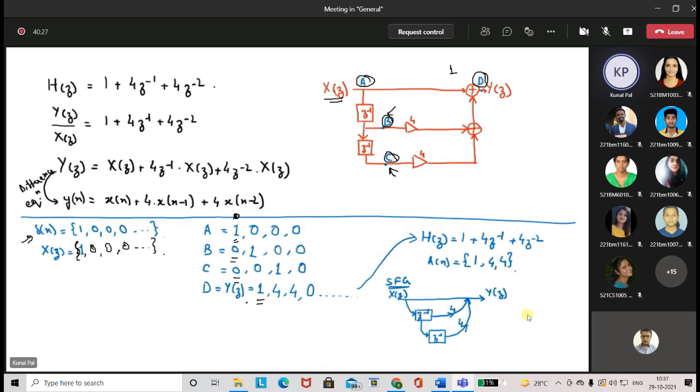In the next time instance, when n is equal to 1, X(z) is 0. Since it is 0, at B, in the previous instance, what are we having? We are having 1. This 1 comes to here, and then it gets multiplied with 4. At C, we will be having 0. So at D, we will be having a value of 4.